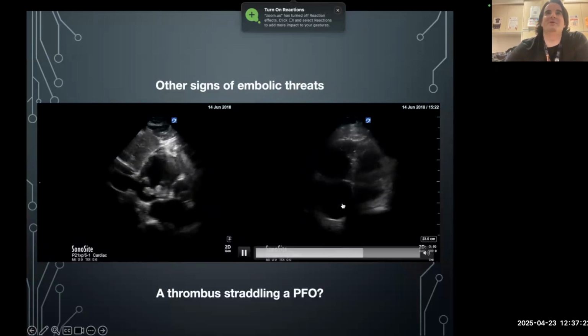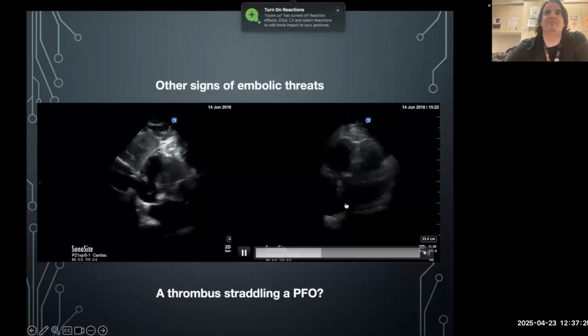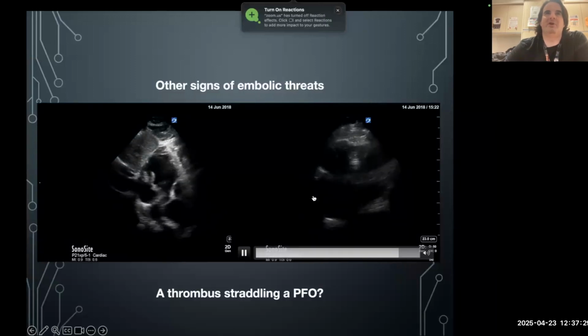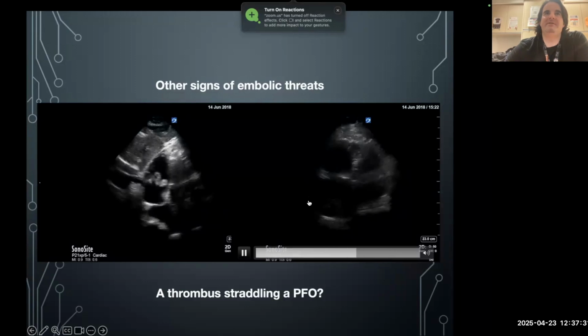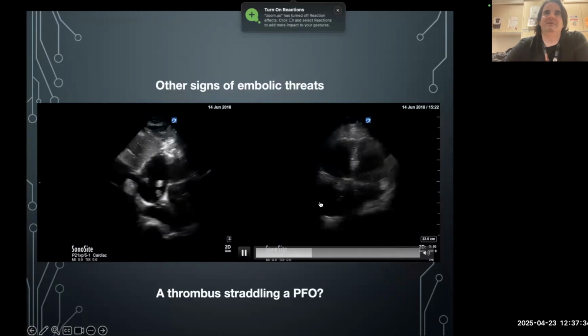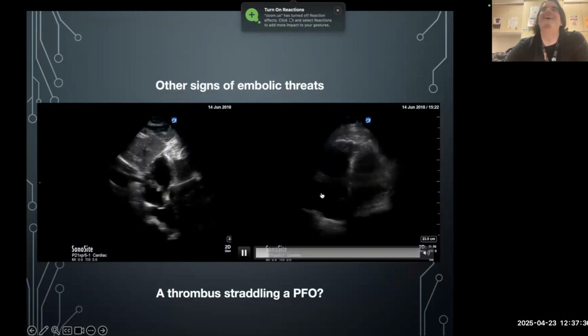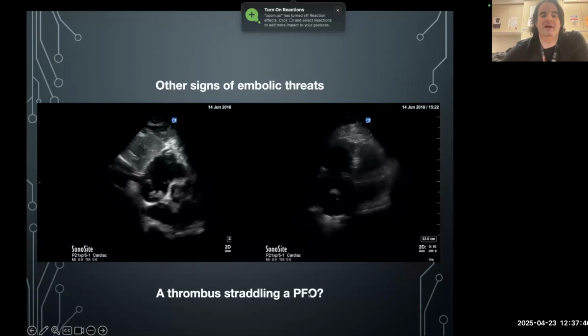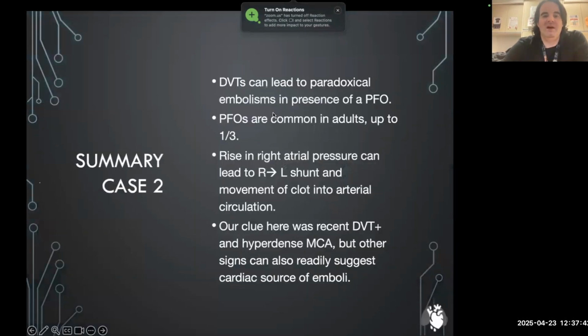Yeah, so it's not terribly well seen here, but you can see this is caught up near the interatrial septum. It can get caught in other things, like there are funny little webs called Chiari networks as well, remnants, which can also catch these little PE nets, if you will. But yeah, these are particularly high risk for embolism. So yeah, DVTs can lead to paradoxical embolisms, presence of PFO. They're common. They can reverse. Okay, they can go back and forth. And our clue here is recent DVT, hybrid MCA.